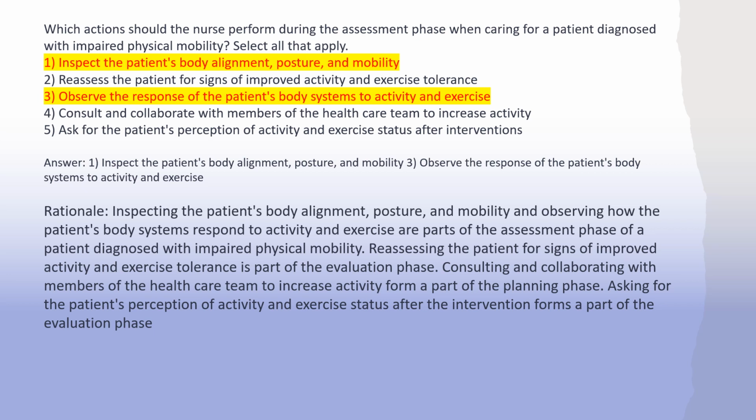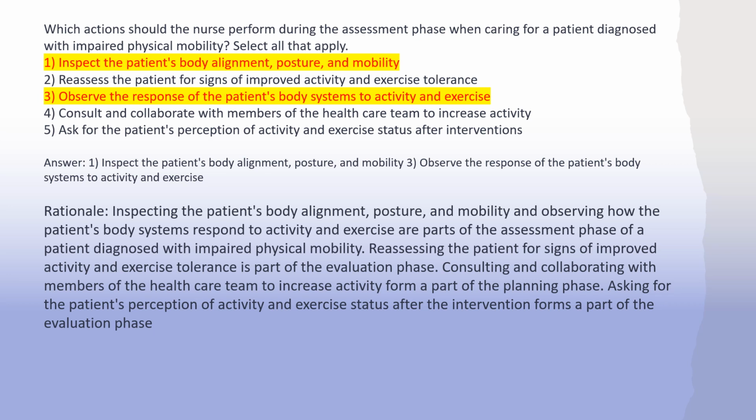Answer: 1. Inspect the patient's body alignment, posture, and mobility. 3. Observe the response of the patient's body systems to activity and exercise. Rationale: Inspecting the patient's body alignment, posture, and mobility and observing how the patient's body systems respond to activity and exercise are parts of the assessment phase of a patient diagnosed with impaired physical mobility.